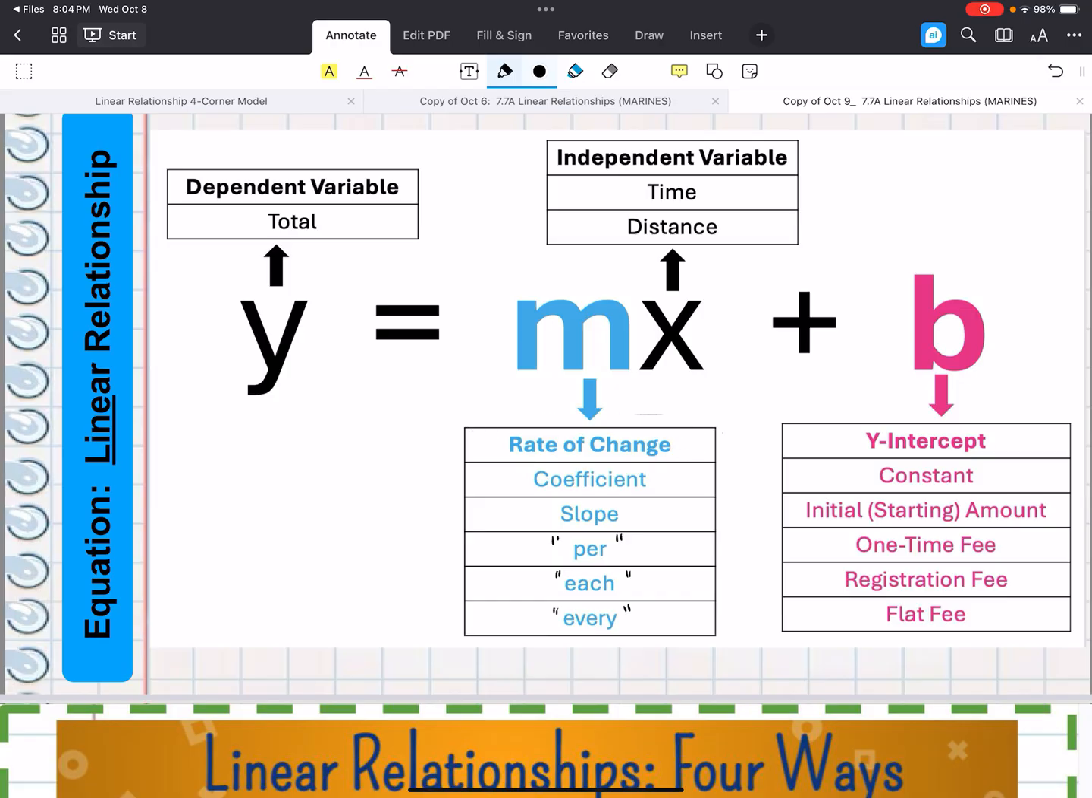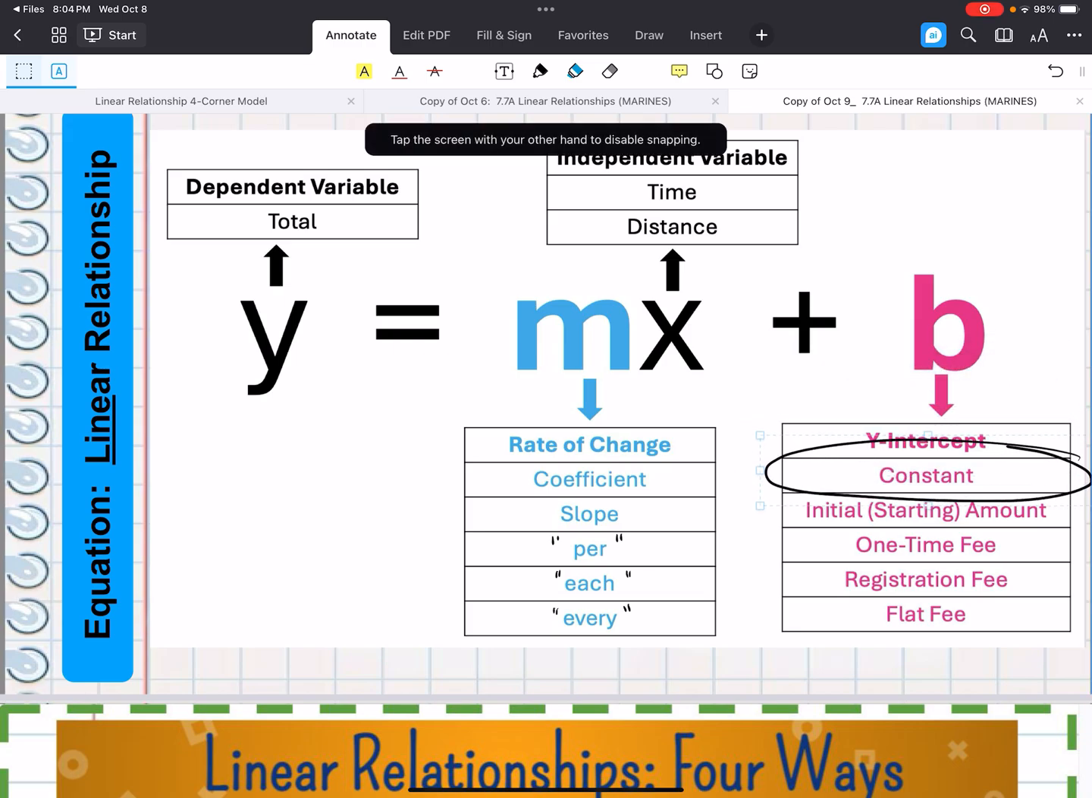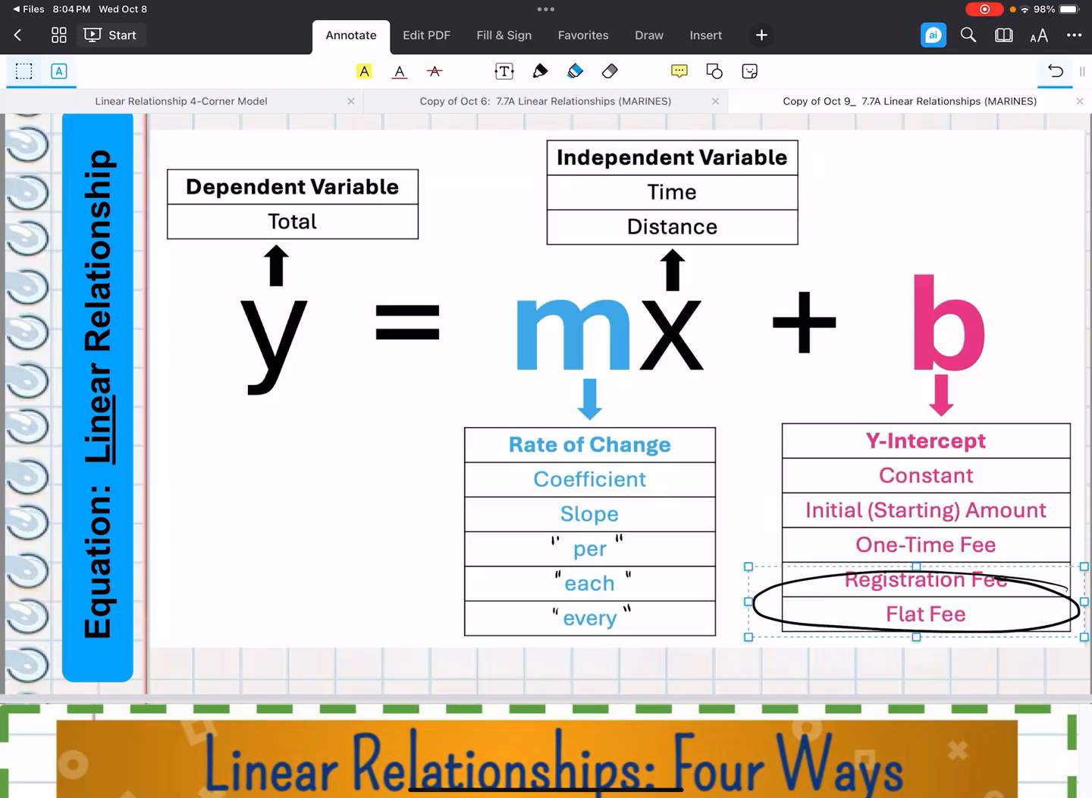Now, the second part that we add on is the number that you're adding. For that, we use the variable of b. Here, this is called the y-intercept, but it can also be called your constant, your initial starting amount, and then you have some keywords of one-time fee, registration fee, flat fee, admission fee, basically that one-time amount.